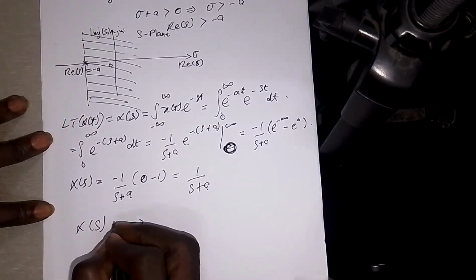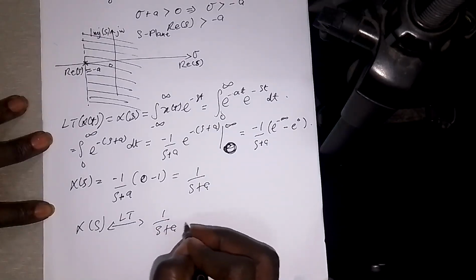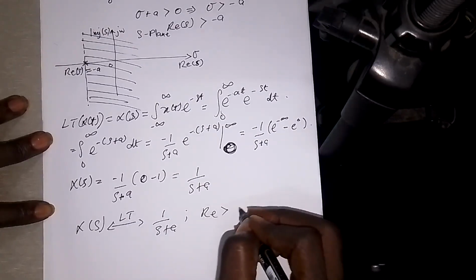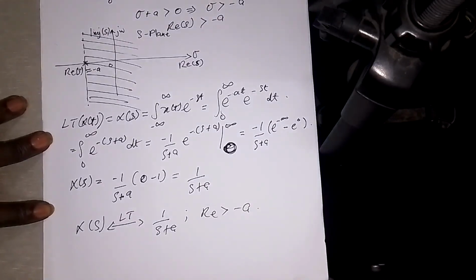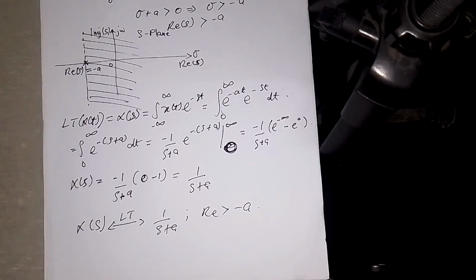So X(s), the Laplace transform, will give us 1 over s plus a, and the real of s is less than minus a. Alright, so that will be the end of this particular question. Thank you so much. See you in the next lecture.